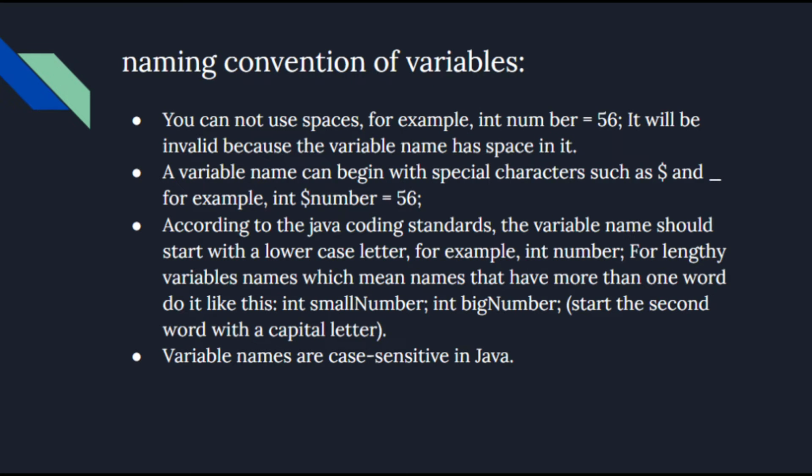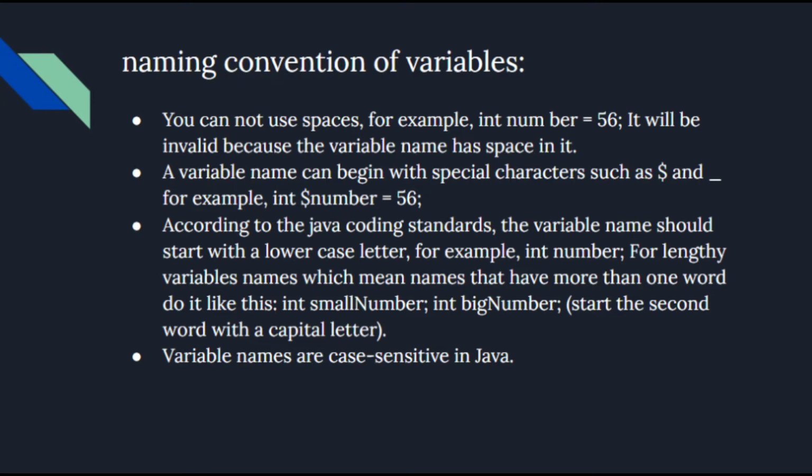Now, we have to talk about the naming convention of variables. There are certain rules, such as 1. You cannot use spaces. For example, int number equals 56 will be invalid because the variable name has a space in it. 2. A variable name can begin with special characters such as the $ sign and underscore. For example, int $number equals 56.